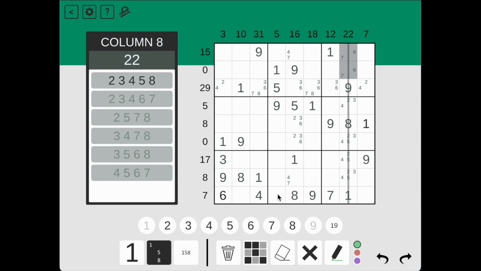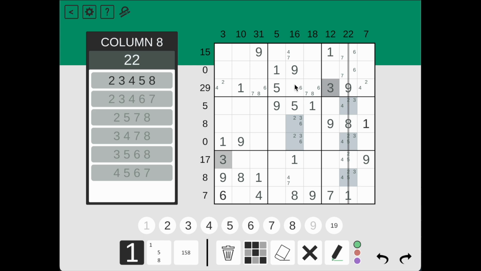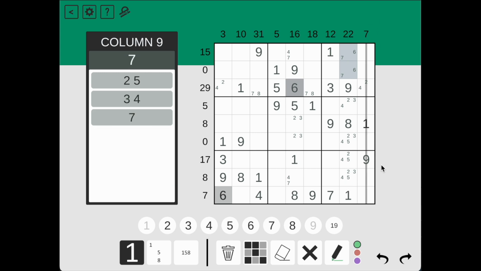And actually, since there's 2 digits, these have to be the 6 and 7. So this can't be 6. So this has to be 3. That makes this a 6. Okay. Over here, this is a 7. Okay.